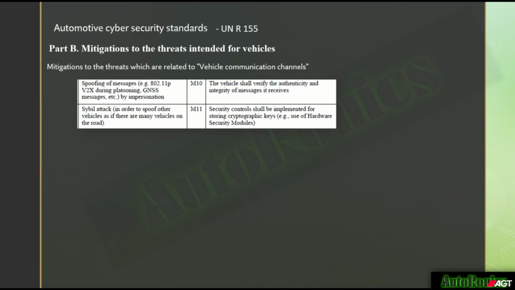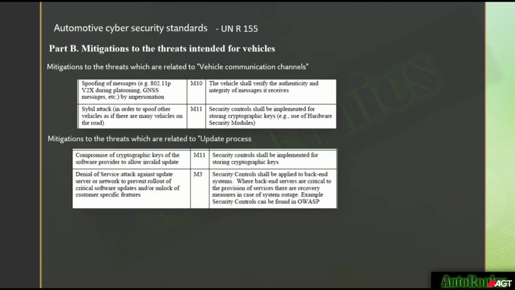Then the Sybil attack, in order to spoof other vehicles as if there are many vehicles on the road. So the mitigation is security controls shall be implemented for storing cryptographic keys. Example, use of hardware security modules. We can also discuss in detail in the next sessions, but these are all the higher level mitigations the standard says.